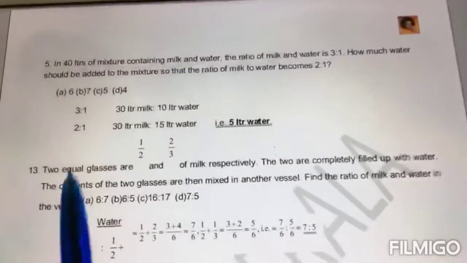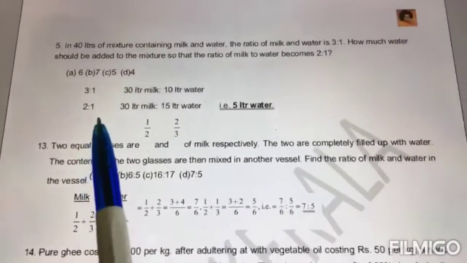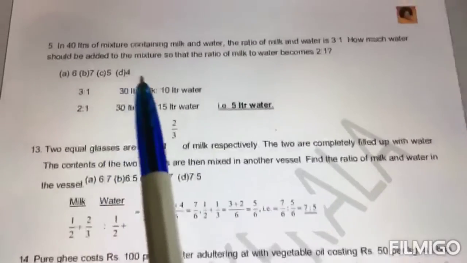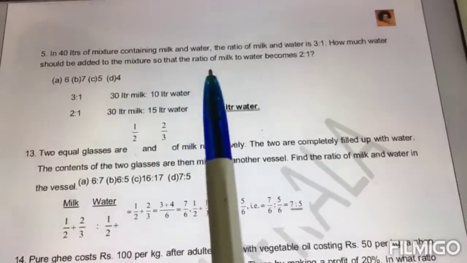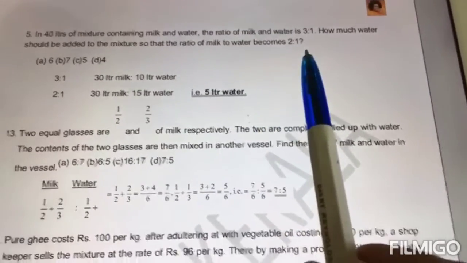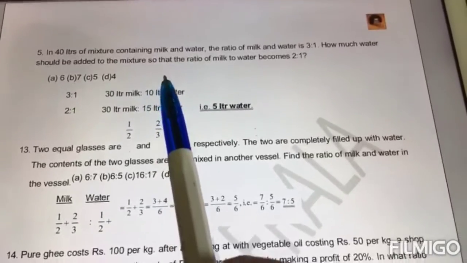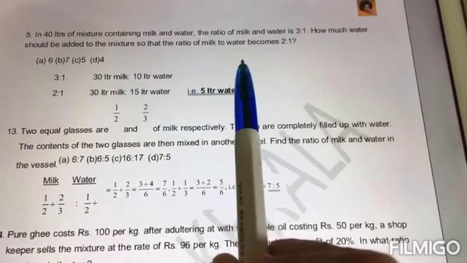I hope you are understanding. Please follow it. It's simple, it's not difficult. Let's move on to question number 5. In 40 liters of mixture containing milk and water, the ratio of milk and water is 3:1. How much water should be added to the mixture so that the ratio of milk to water becomes 2:1?